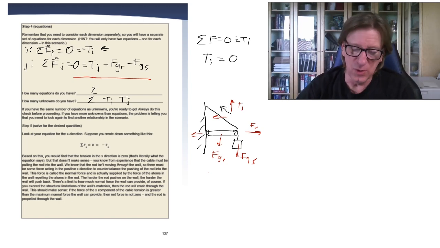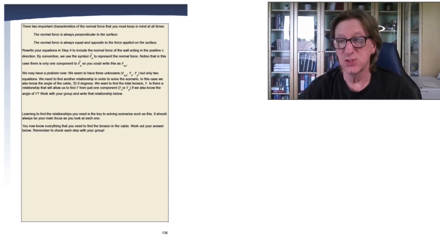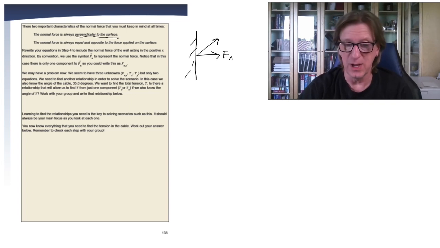So the normal force, if you look on the next page, has two characteristics. First of all, it's normal. It's always perpendicular to whatever surface. In this case, if this is my wall, my normal force has to be perpendicular to it. I cannot apply a normal force at an angle. It never happens. It will not be normal at that point. And that's going to be a really important thing later on. So remember, the normal force has to be perpendicular to the surface.